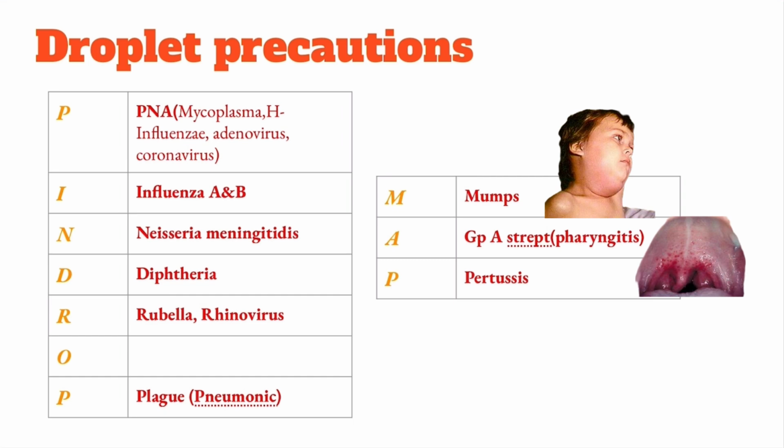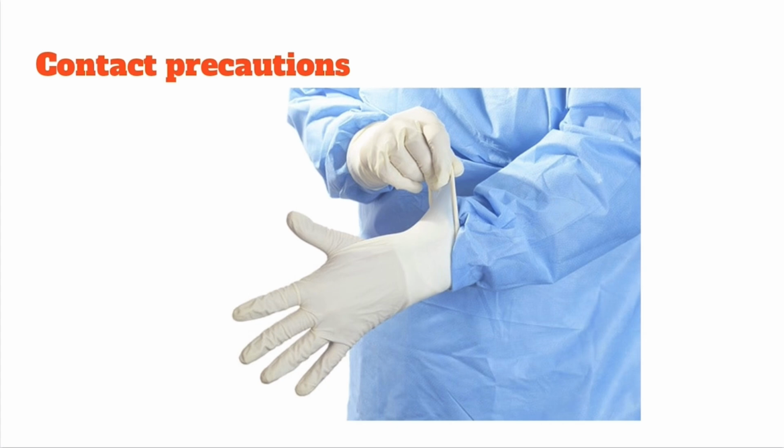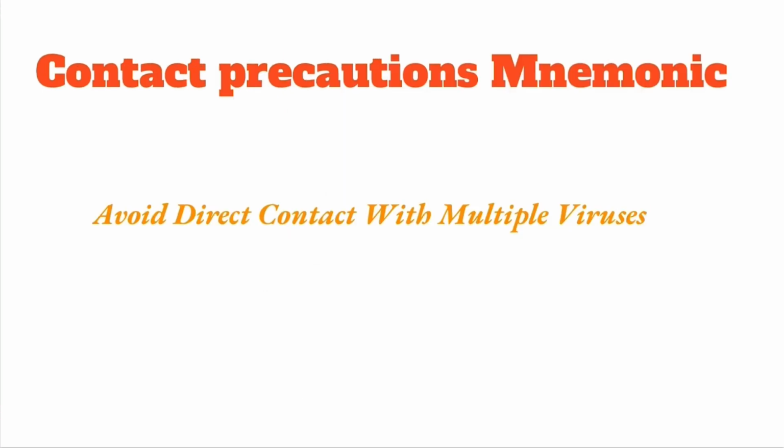P for pertussis. Finally, let's talk about the contact precautions. The precautions required are gloves and gown to prevent direct and indirect transmission. Here is the mnemonic: "Avoid direct contact with multiple viruses."